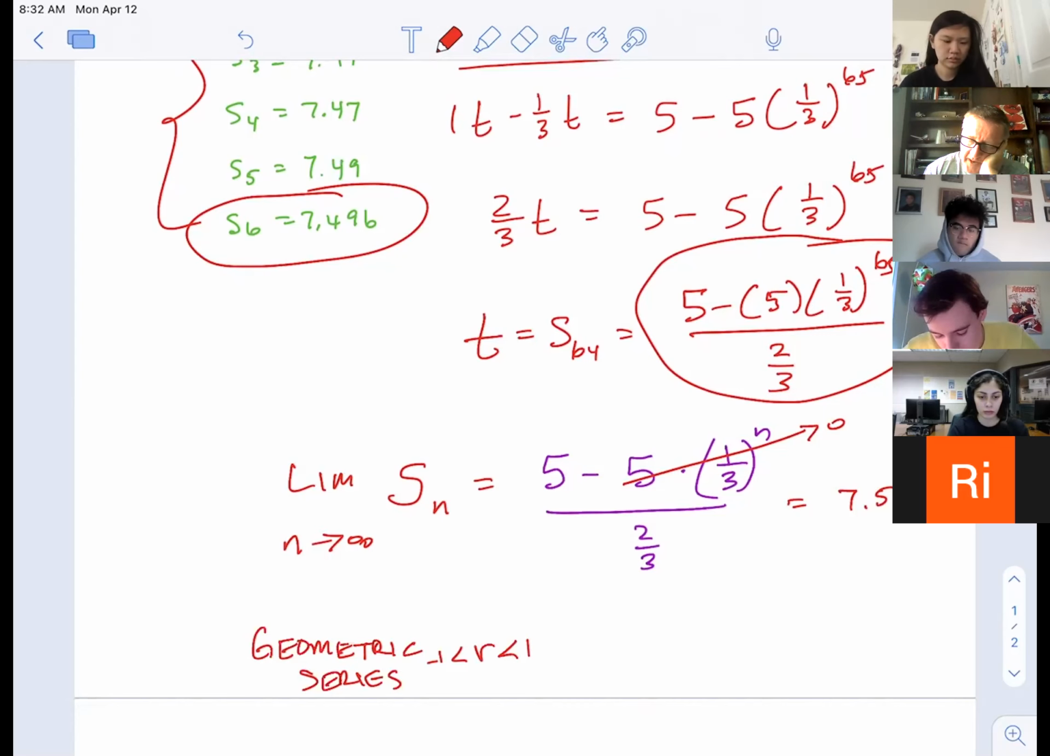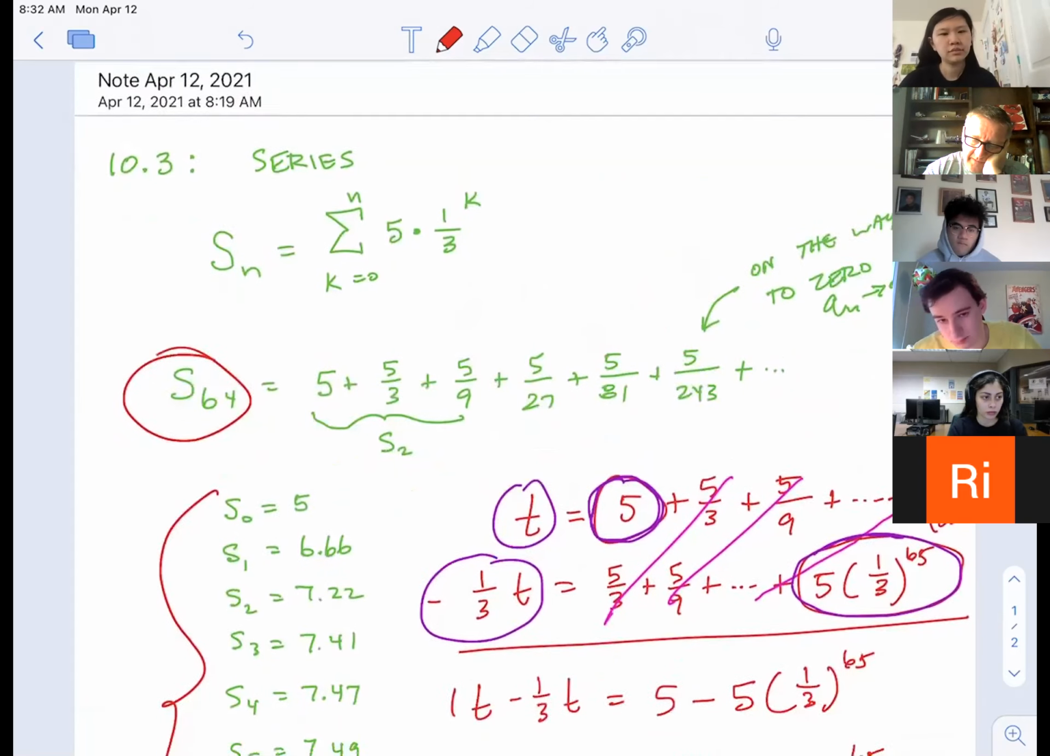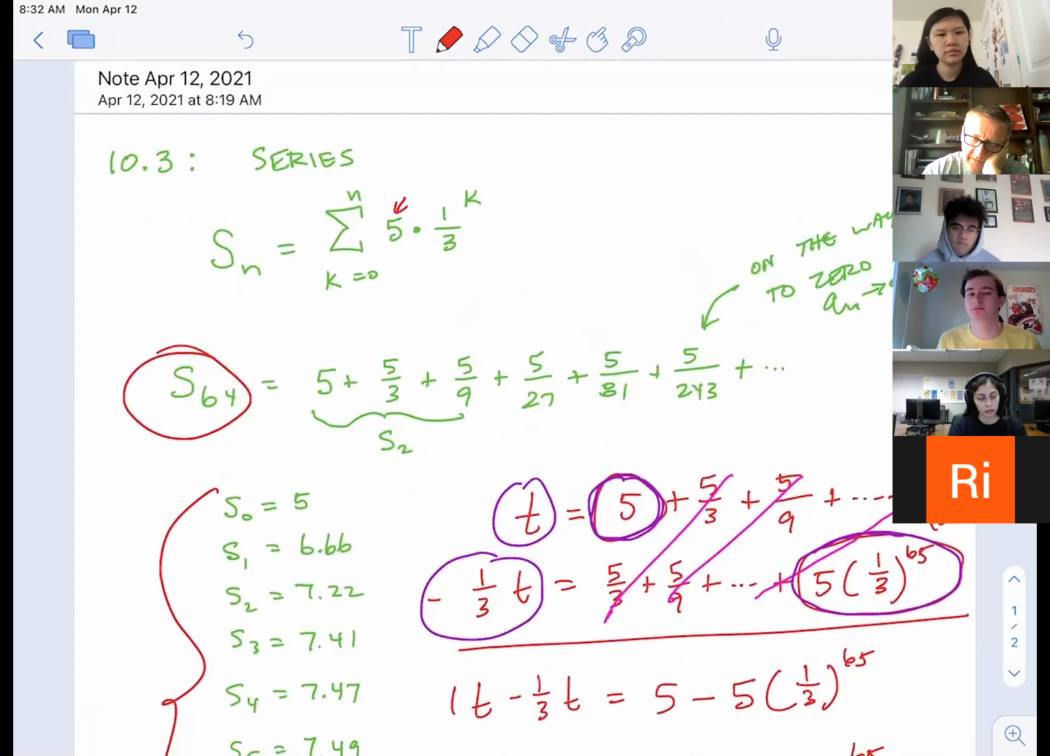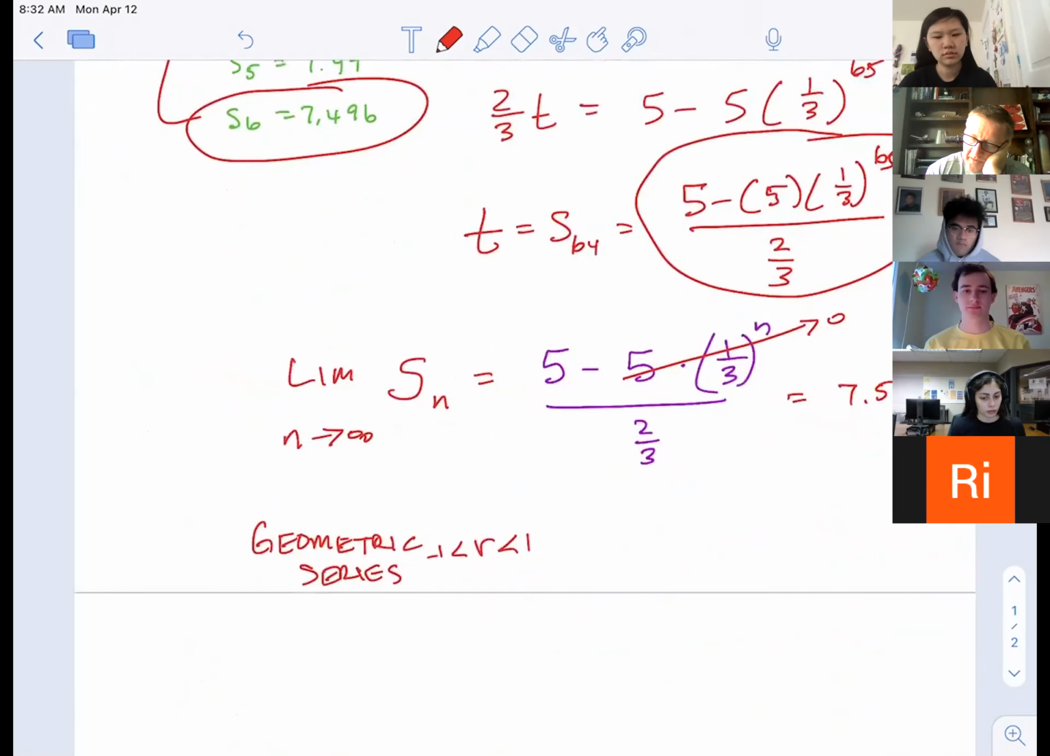Let's see, what's this pattern here? Well, you have this 5, which was kind of out front, your A value or something like that. And this 1/3 is your R value. In the end, notice what happened to our formula. We ended up with on top the 5, or that A value, and on bottom, we ended up with 1 minus the R value.